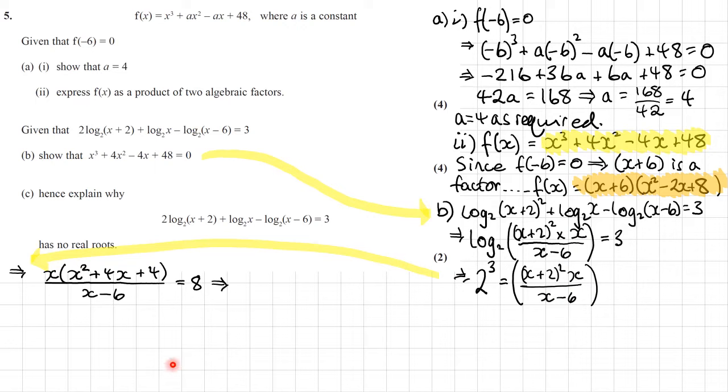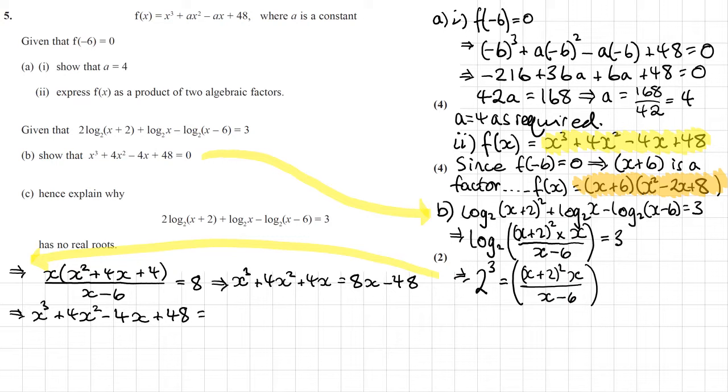Then from here I'll expand these brackets at the top and multiply both sides by x minus 6. So I'll have x cubed plus 4x squared plus 4x is equal to, that's going to be 8 times by x minus 6, which is 8x minus 48. Then bringing everything to one side, I'll have x cubed, then plus 4x squared. Take away 8x from both sides, that'll give me minus 4x, and then add 48 to both sides. That leaves me with 0, so I get what they want as required.